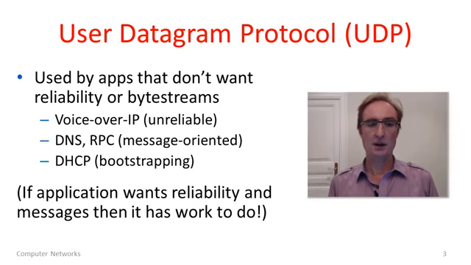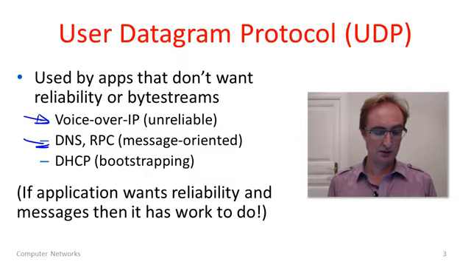Okay, so UDP as a datagram protocol, an unreliable one at that, is used by applications that either don't want reliability or that don't want some other kind of abstraction than messages, such as a byte stream. There are several examples here. One example is a voice over IP application. Typically for real-time conferencing, we don't want reliability there, so UDP is a good fit.